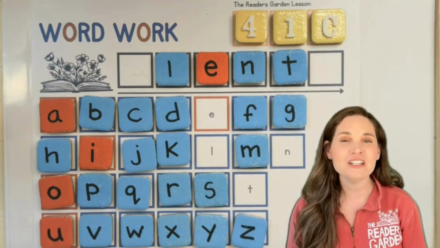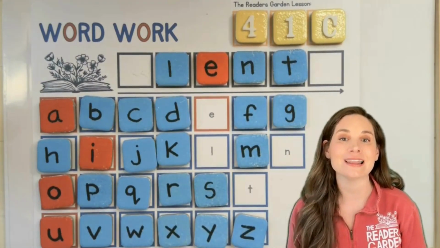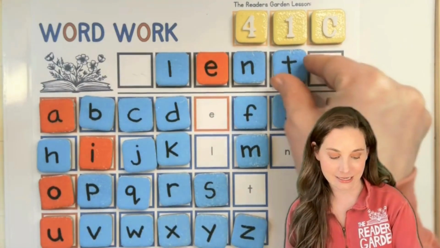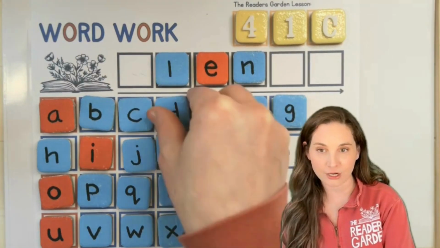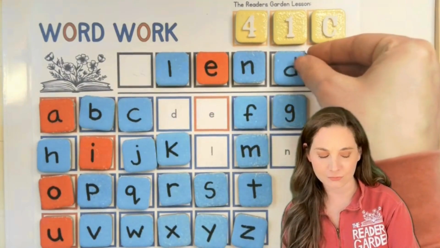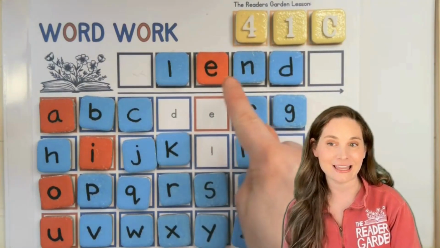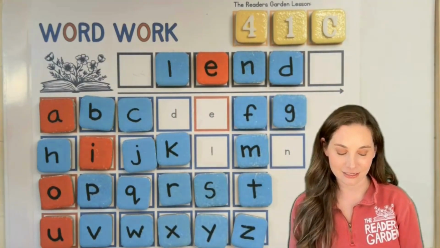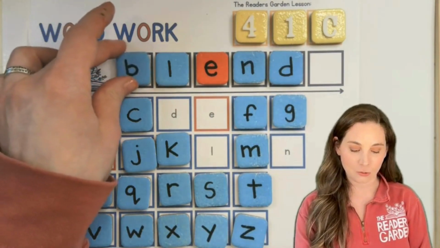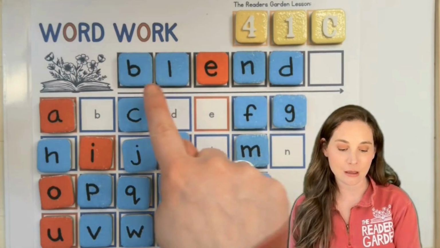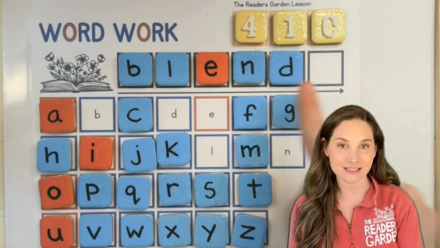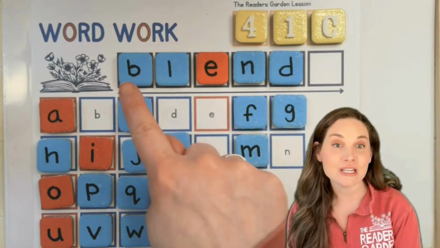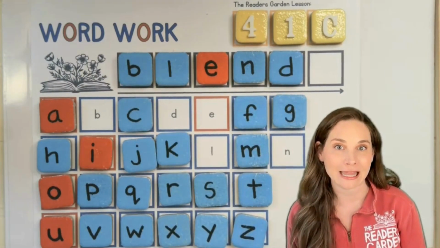Lent. How would we change lent to lend? We will need to bring our D up, and we get lend. Now scoot that B up to the beginning. What's the word now? The word is blend. How do you change blend to bland?